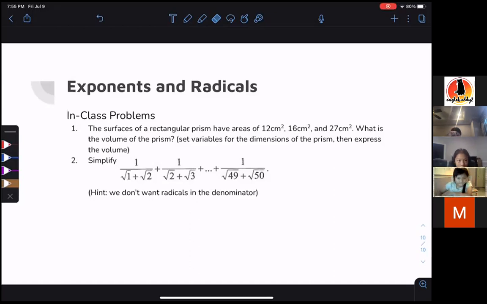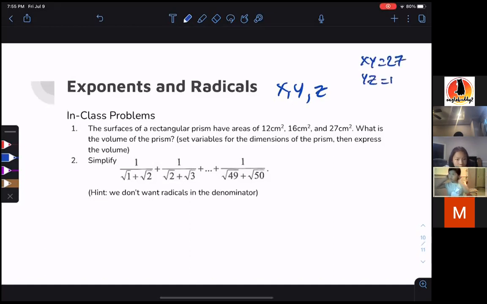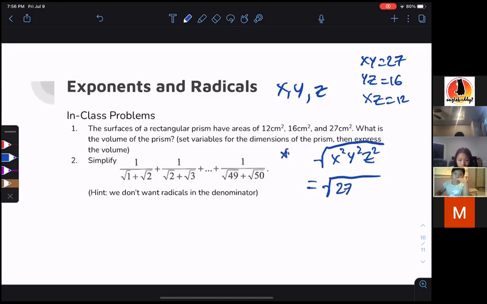So for problem 1, we have that for variables x, y, and z, xy equals 27, yz equals 16, and xz equals 12. Multiplying these together and taking the square root, we get 72. First do the square root of yz, and then moving a 3 from xz to the xy. So we got 8 times 9 equals 72.